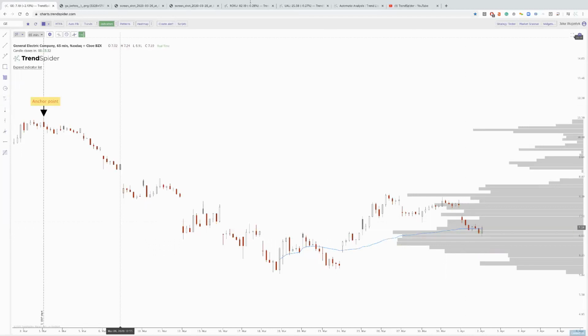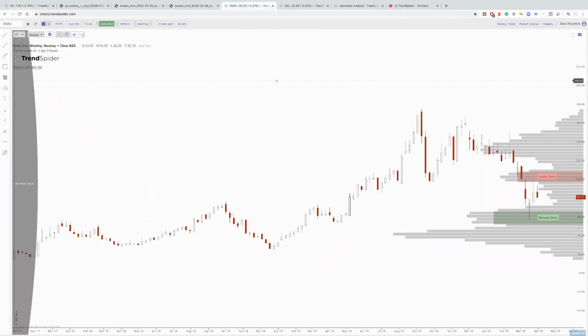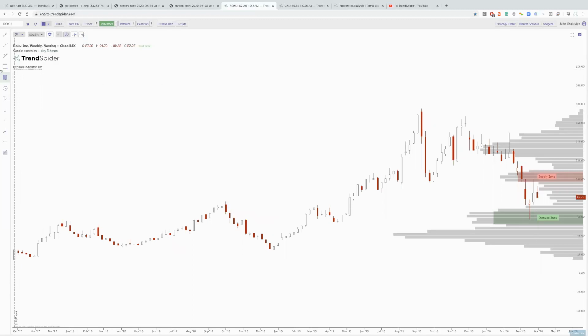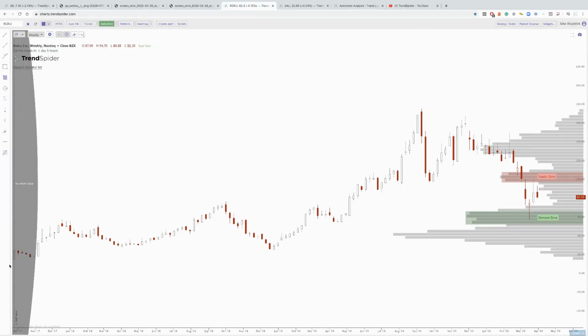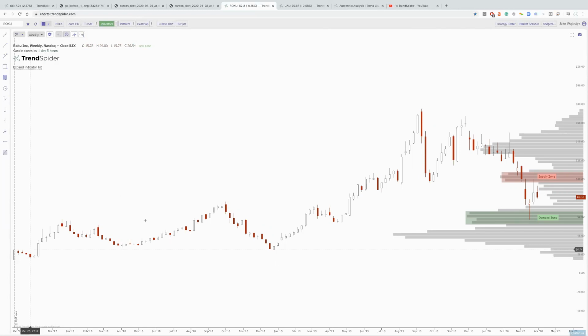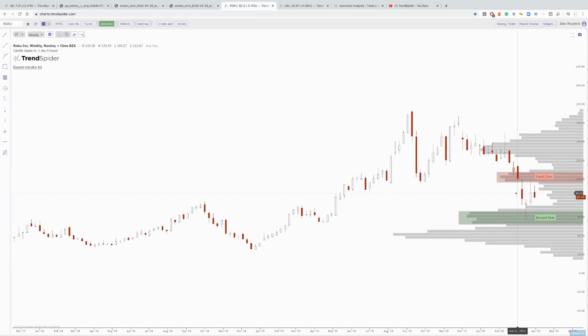So let me go to another example here. This is Roku, on the weekly chart. And what you can see here is the same exact thing. If we anchor the volume by price from the IPO date in September of 2017, notice since the IPO how the price has really respected these areas.